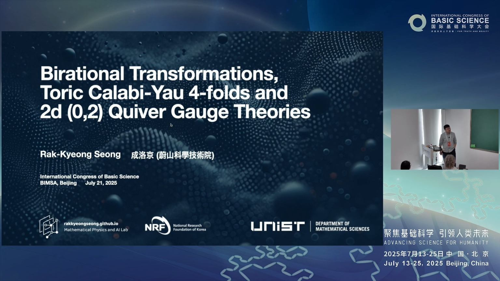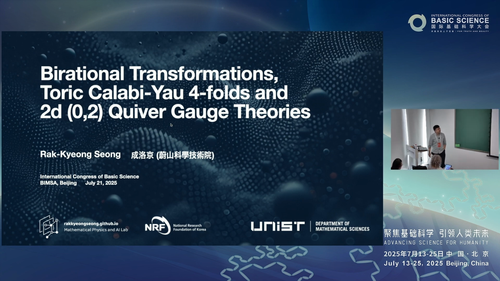So this talk, for the first half, will basically be a review talk on how quiver gauge theories are related to toric Calabi-Yau manifolds in general. In particular, 2D (0,2) quiver gauge theories related to toric Calabi-Yau manifolds. And then the last part of the talk will be on an observation that we made earlier this year on how birational transformations existing in birational geometry connect to these toric Calabi-Yau manifolds associated to these (0,2) quiver gauge theories.